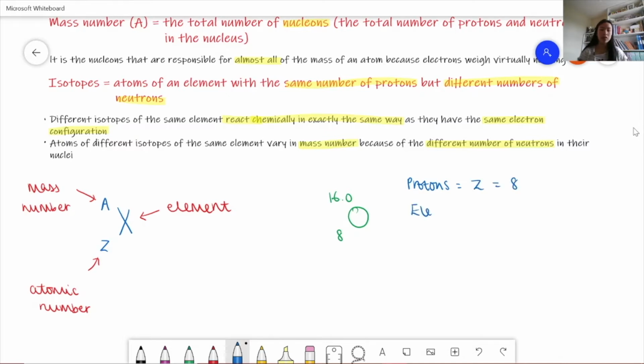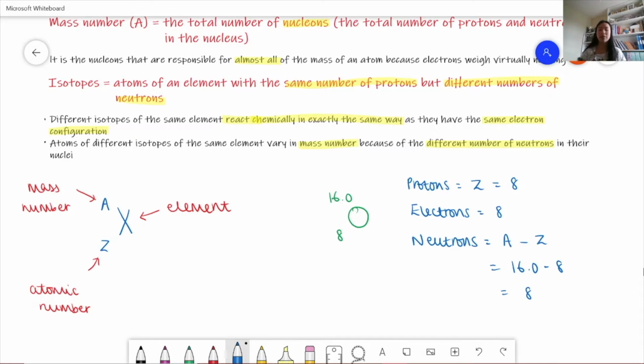And then for electrons, this is also equal to Z because the number of electrons is equal to the number of protons. And so this is also equal to 8. And then for the number of neutrons, we need to use the fact that the mass number is the total number of nucleons, so adding protons and neutrons together. And so that means the number of neutrons must be the mass number, which is A, minus Z. So it must be 16 minus 8, which is equal to 8. So we must have 8 of each of these subatomic particles in an atom of oxygen.